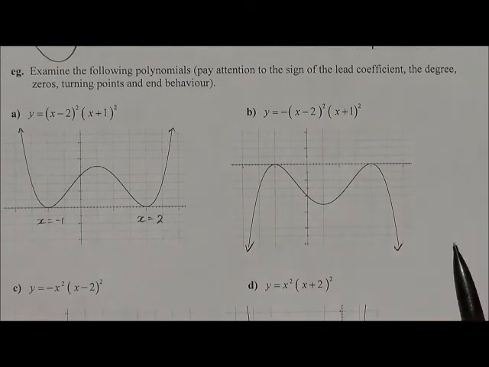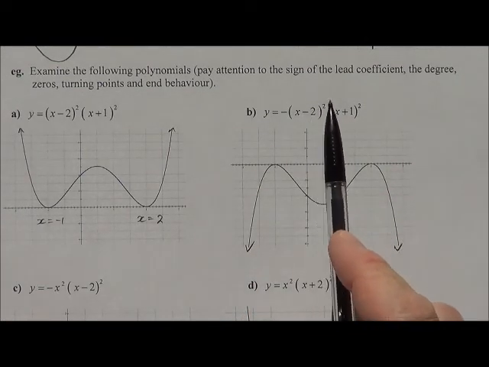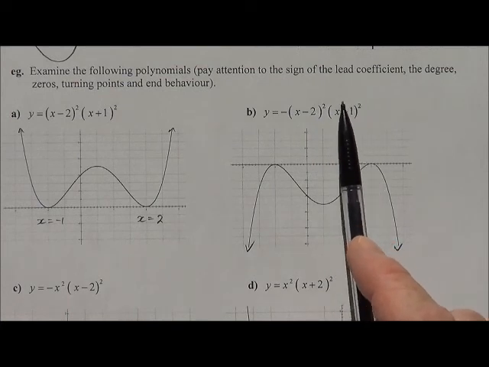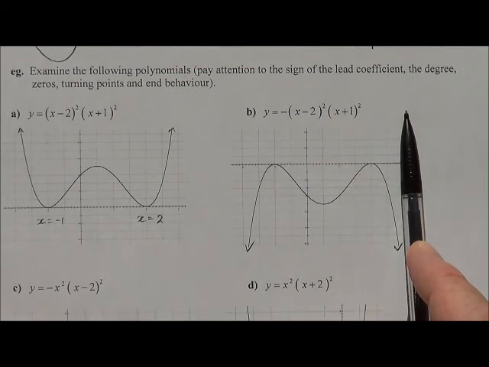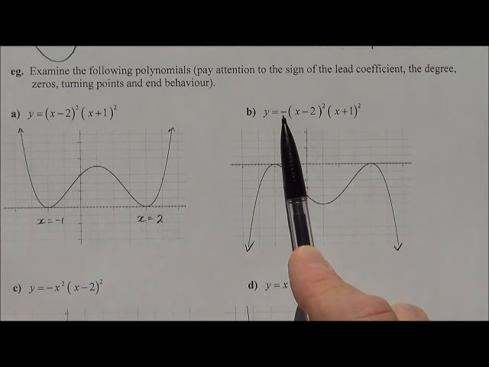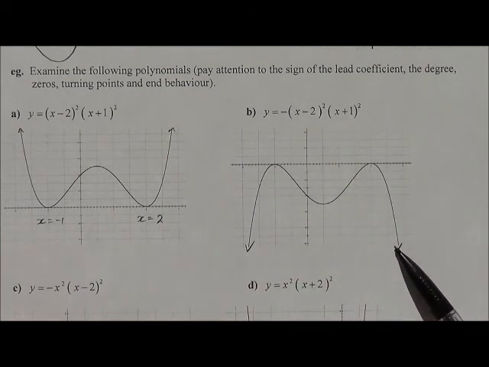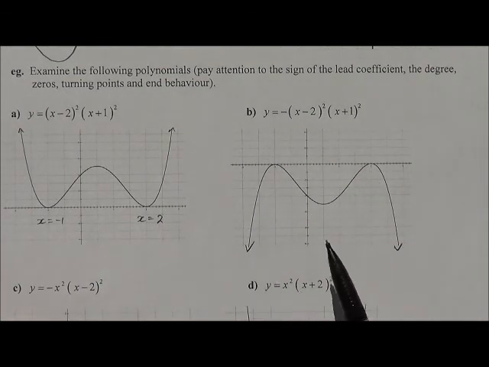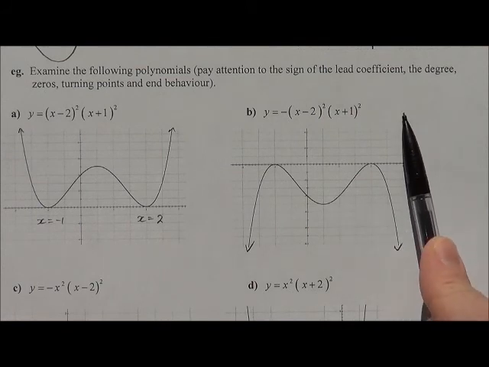For part B, again, degree 2 and degree 2, you multiply them together, you get degree 4. Lead coefficient is negative, so that means it's opening down. The two ends go in the same direction because it's degree 4.